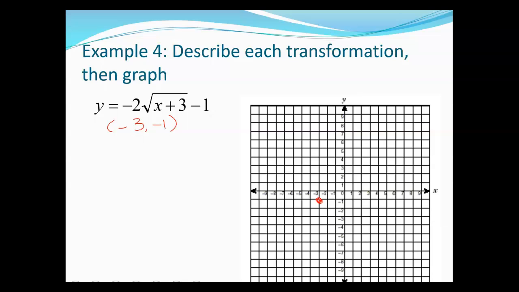Normally, if it was just reflected, you would have the point -2, -2. However, now when you plug in -2, you get negative 2 plus 3, which is 1. That 1 gets multiplied by negative 2 and then shifted down 1. So again, that y, x plus h, y plus k from quadratics still applies.